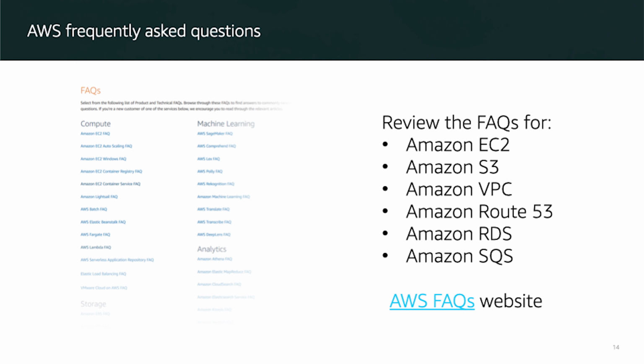And most importantly, Amazon EC2, S3, these are the widely used services that are very important for the solutions architect, the VPC, Route 53 as well, RDS and SQS. These are very famously used services in AWS. So pay attention to the questions they ask about them, because this is what will normally appear in the exam.